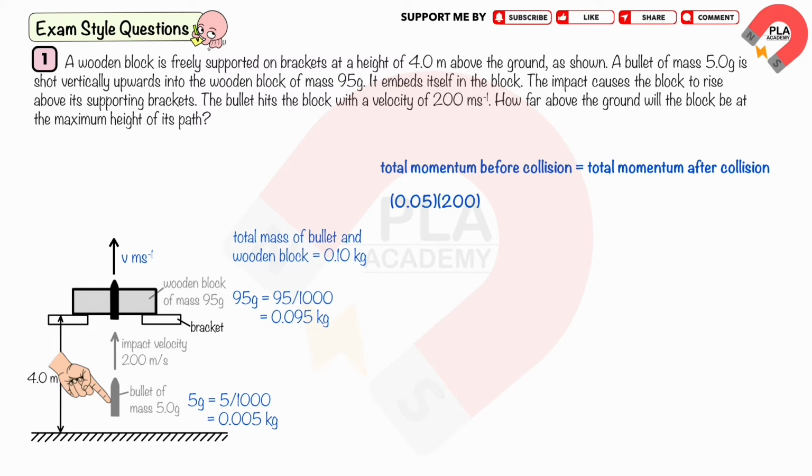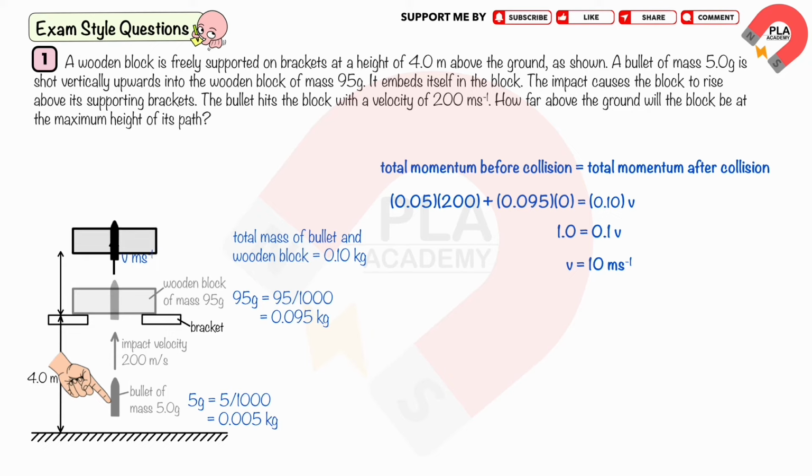The momentum of the bullet before the collision equals 0.005 times 200. The momentum of the block before the collision equals 0.095 times 0, due to the block being at rest. The momentum of the bullet and block after the collision equals 0.1 times v, because they stick together. We get the speed v equals 10 meters per second.